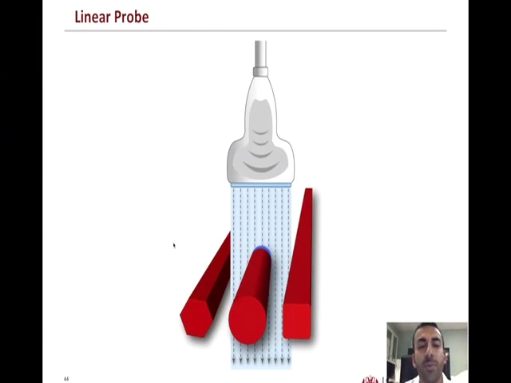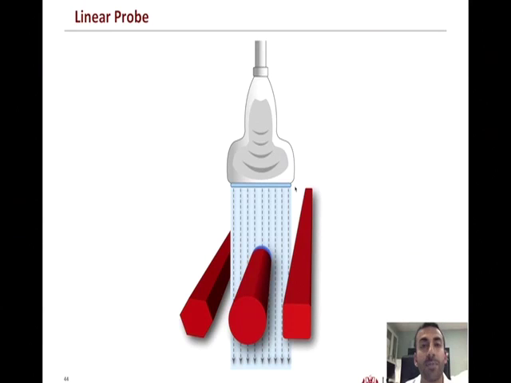The linear probe, very important to realize, the linear probe, as the name says, has the ultrasound wavelengths coming out in a linear fashion, so therefore the width is exactly equal to the width of the footprint. This is fundamentally important because you'll see very different types of linear probes, and one of the biggest differences between those probes are the actual lengths of the footprint.